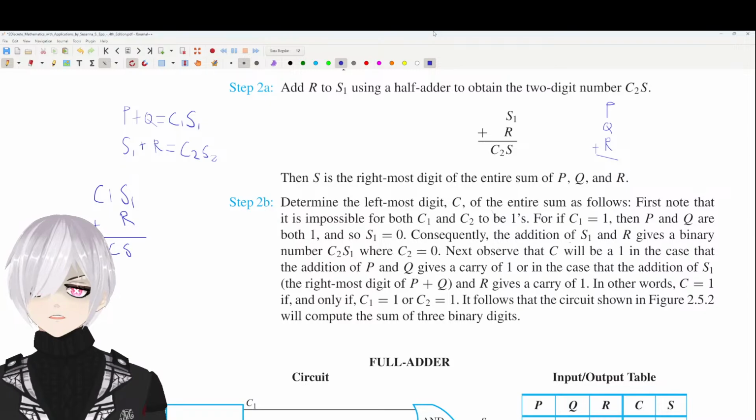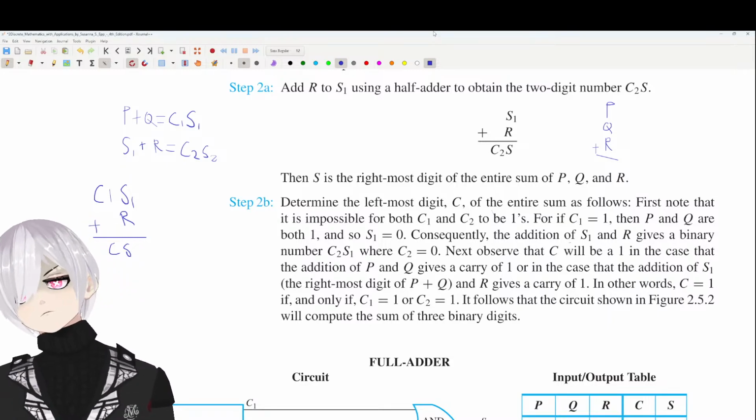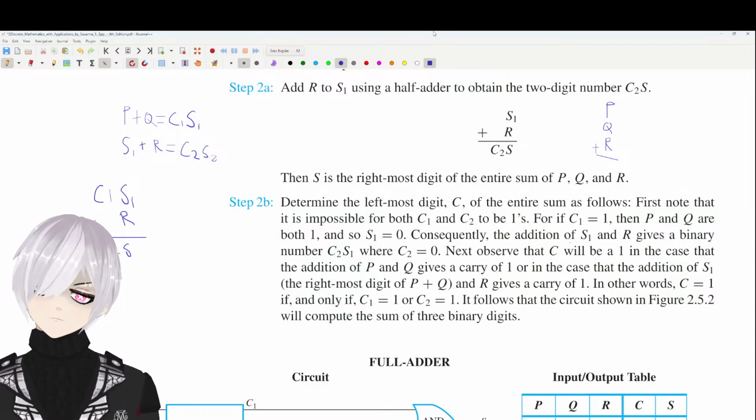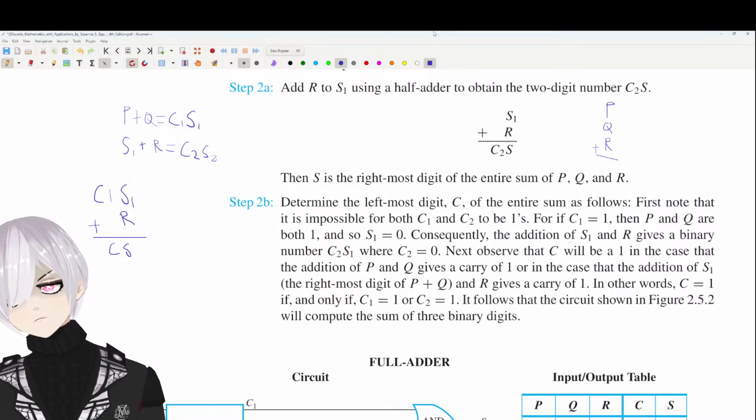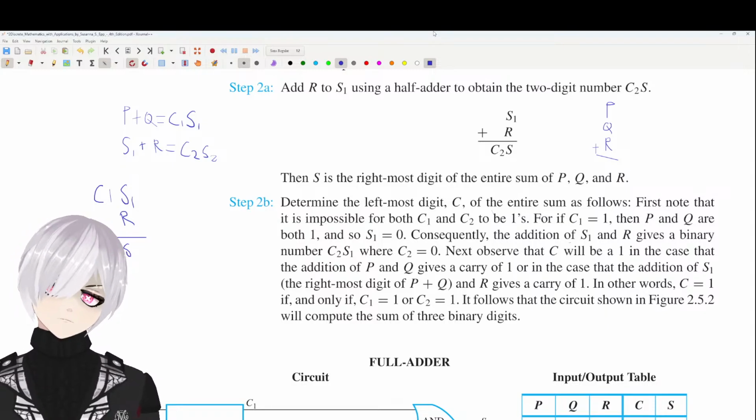They're like different variables where first you add P and Q, and that's going to give you some two-digit binary number, and we'll call the digits C1 and S1. Then whatever C1 S1 is, we're doing P plus Q plus R, so we have to add R to C1 S1, which was P plus Q. To do that addition, we first do the rightmost column. That's S1 plus R, and that's going to give us some binary number, call it C2 S2. And then we'll just use C to represent whatever the leftmost digit of the whole sum ends up being in the end.